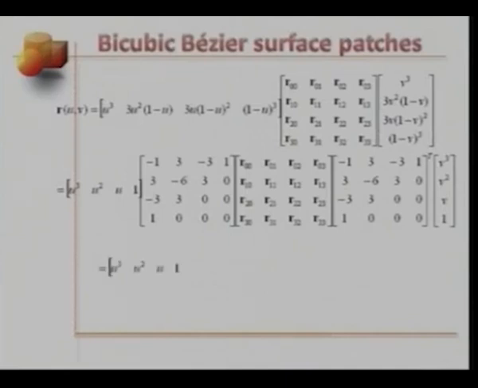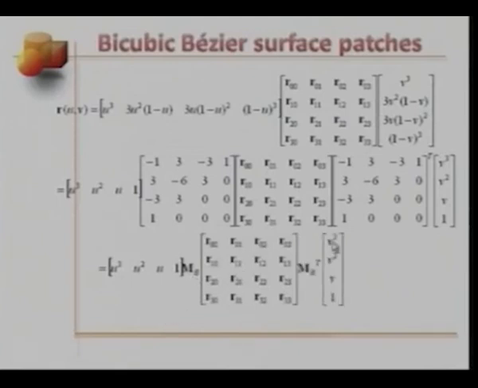This is equal to u cube, u squared, u, 1 arranged row wise, times M sub B, times the geometric matrix, times M sub B transpose, times v cube, v squared, v and 1 in column form. M_B, as I mentioned earlier, is this 4 by 4 matrix here.